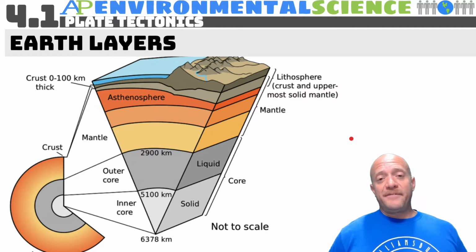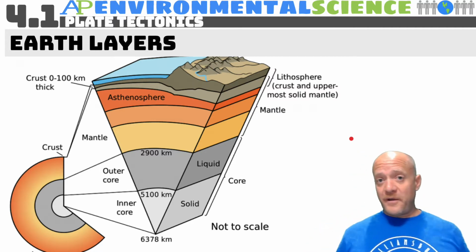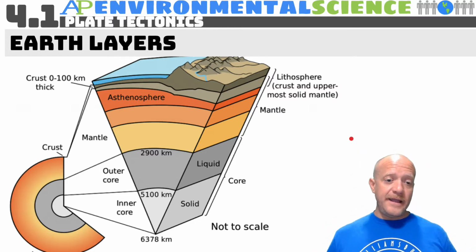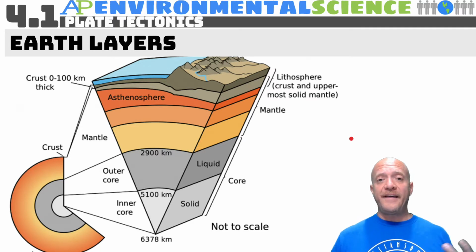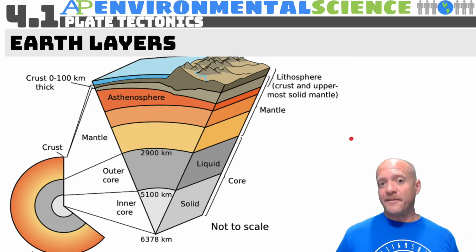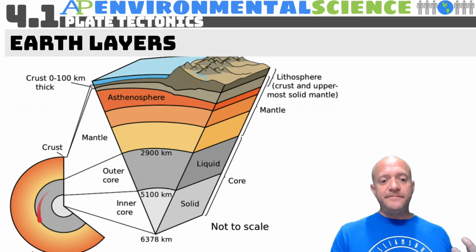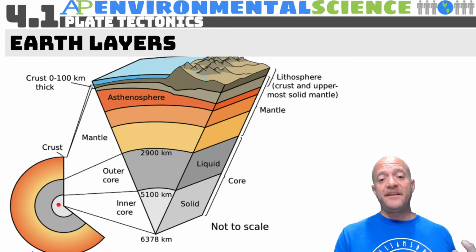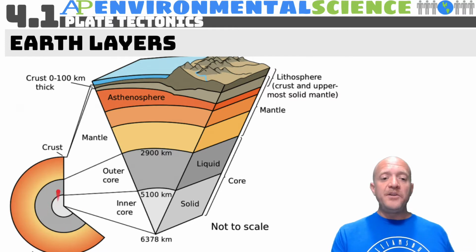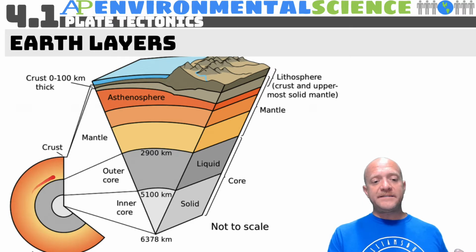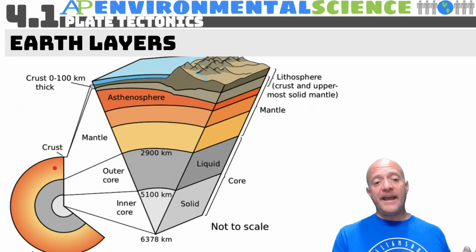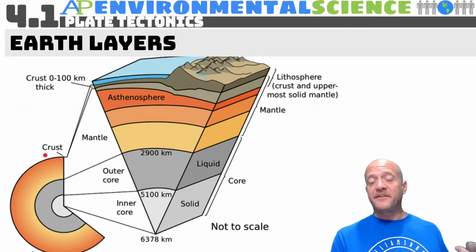So the Earth is made up of several layers. You don't have to know every single one of these layers. In a nutshell, if you think about the Earth representing like an egg, you have the yolk of the egg, and that would represent the Earth's core. You would have the white liquid part of the egg, and that would represent the Earth's mantle. And then you have the eggshell, and that would represent the crust.